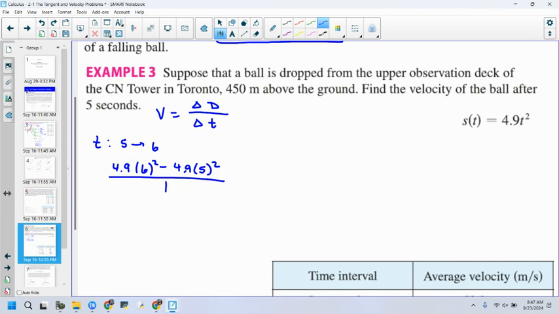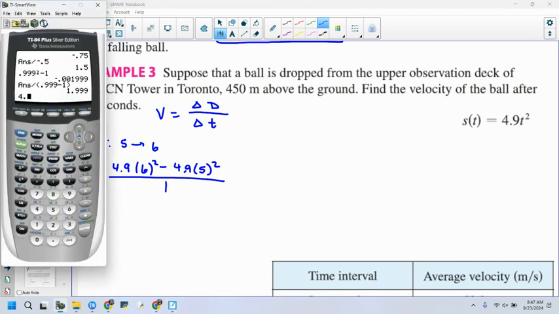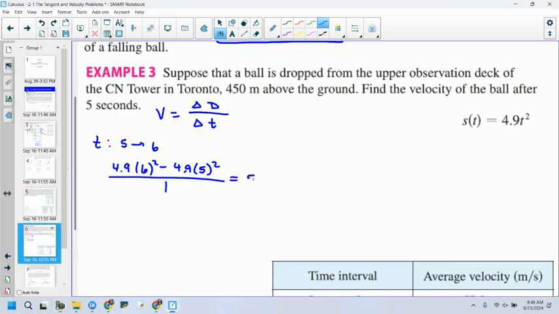Okay, so let's go. I'm doing things different from my key, which is never a good sign, but I think I'll be all right. 53.9. Yeah, okay, good. 53.9 meters per second.